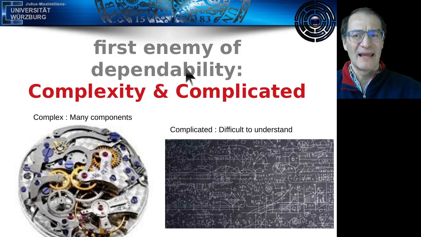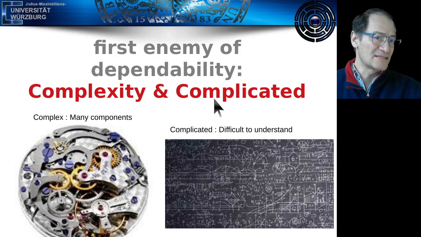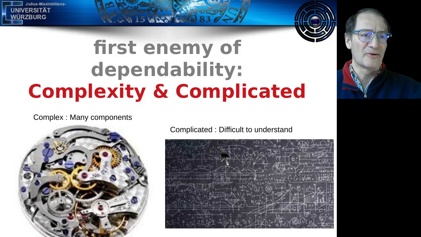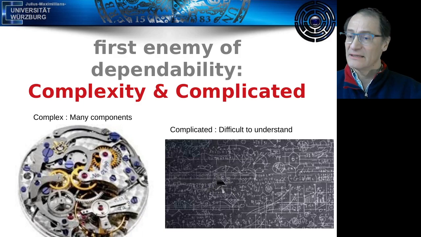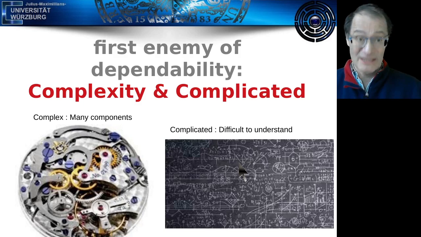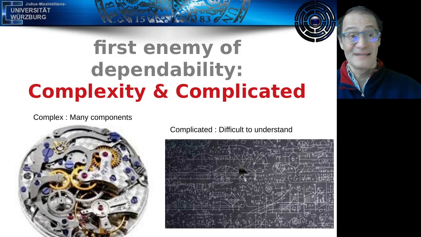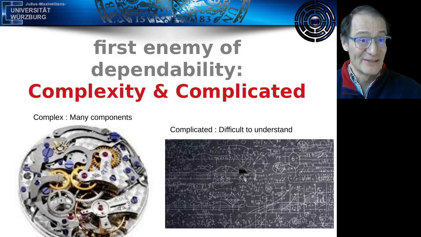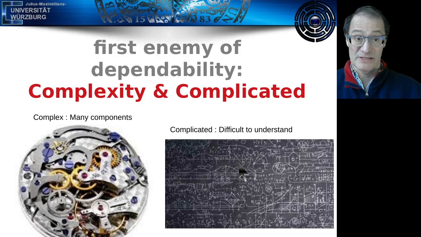Okay. Now let's talk about the root or main source of failures. You should know the first enemy of dependability is complexity and complicated systems. Let's make a difference between complex and complicated. Complex is, let's say in few words, my own definition, it has many components, many parts. And complicated is, it's difficult to understand. And both are dangerous. Complex is dangerous because if any of these parts fail, then we have a failure. The system will fail. And complicated is dangerous because if no one understands what it does, how it works, then do not be surprised if it does not work properly. It's normal. It will not work properly because no one knows how it works.